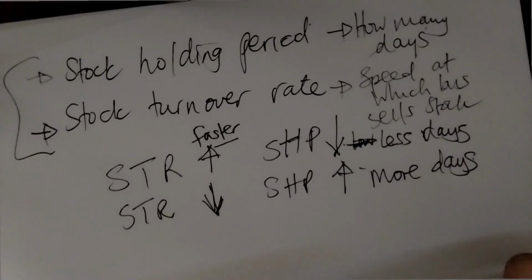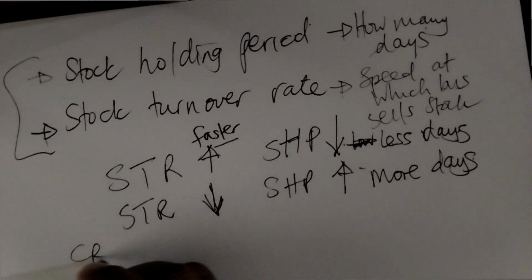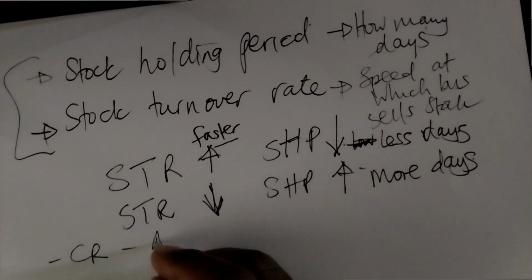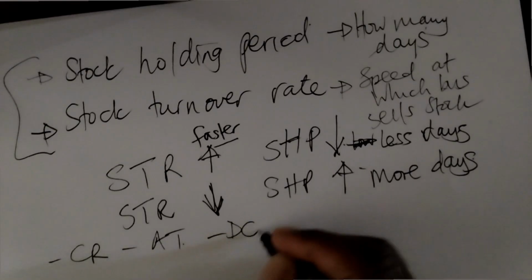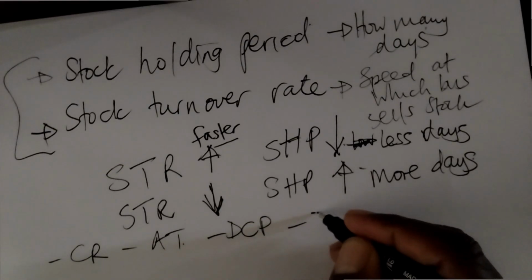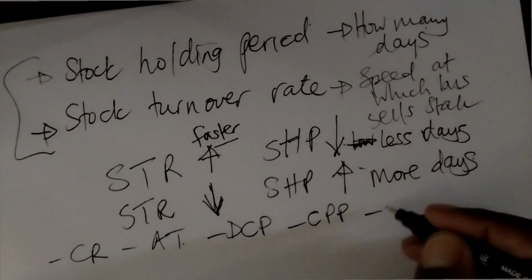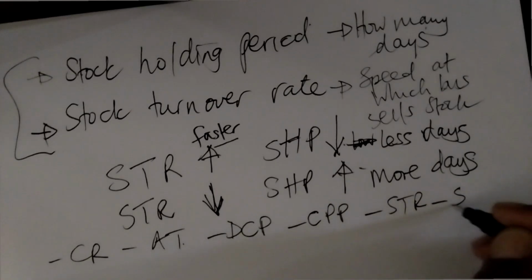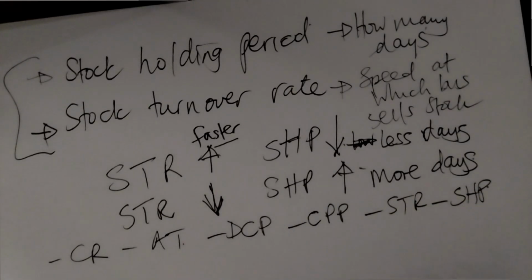So in the meantime, to summarize and close off this video, take note, there are 6 very important ratios that you need to remember when you have to comment on liquidity, working capital, or the management of cash. So we said it is the current ratio, the asset test, the debtors collection period, the creditors payment period, the stock turnover rate, and the stock holding period.